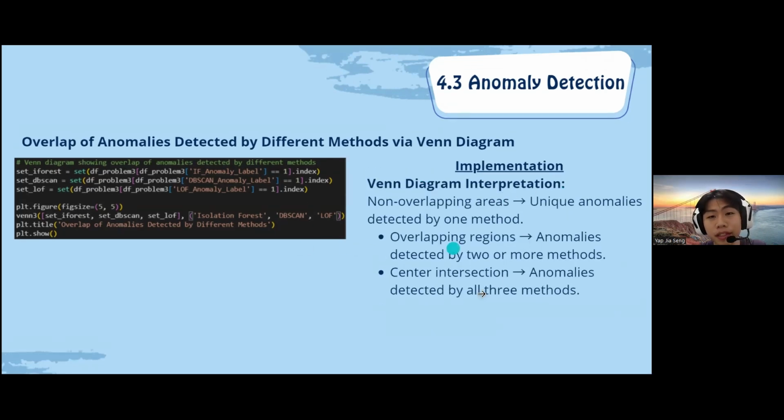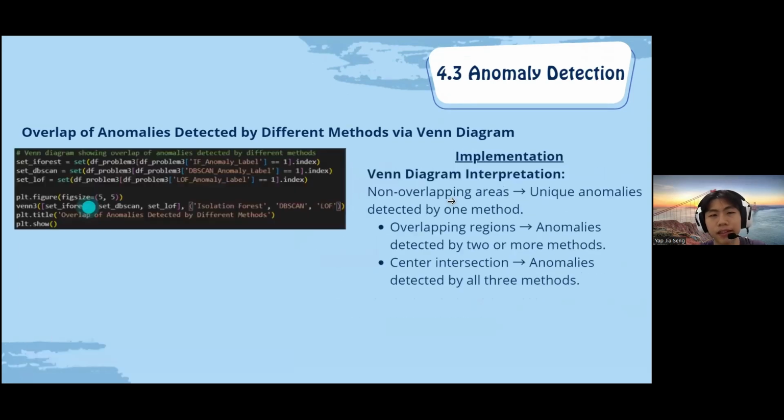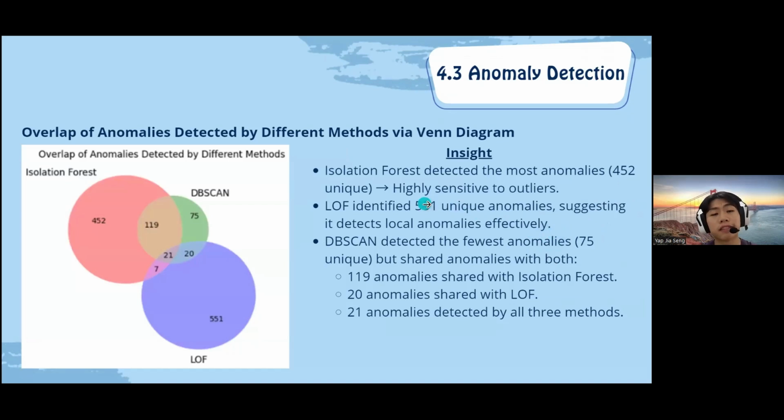So you can see, later you will see the non-overlapping areas, which means the unique anomalies detected by 1 method only. The overlapping regions mean the anomalies detected by 2 or more methods. And the center intersection means the anomalies detected by all 3 methods. And this is the result.